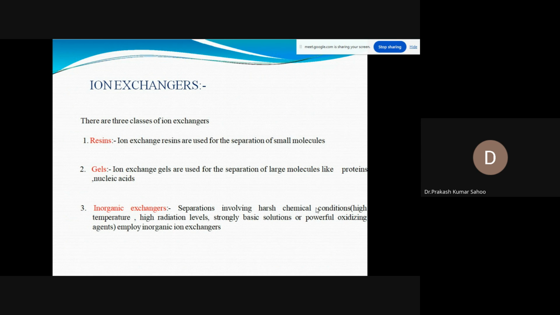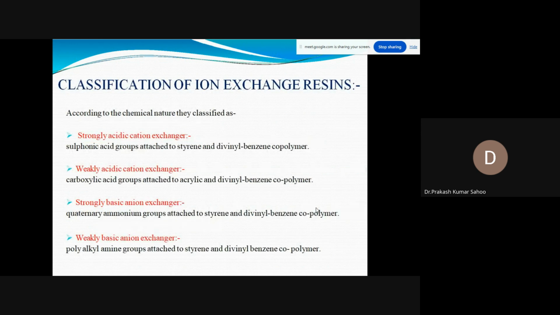So depending on the type of component or molecule which you are trying to separate, the ion exchanger is used accordingly. If you have a small molecule, then resin is sufficient. If you have a relatively large molecule like protein or nucleic acid, then the separation may be done with the help of gels. And if you have an adverse condition like high temperature, radiation, basic solution, or powerful oxidizing agent, then an inorganic ion exchanger may be used.